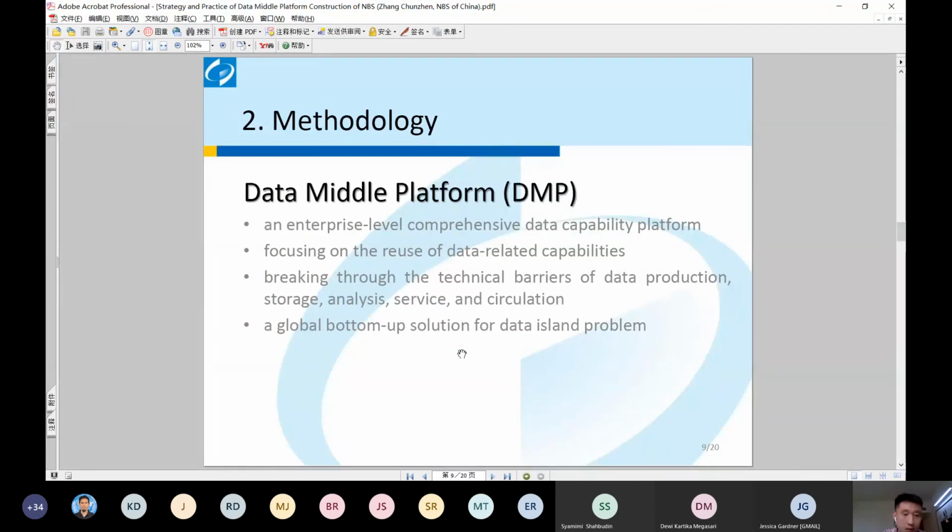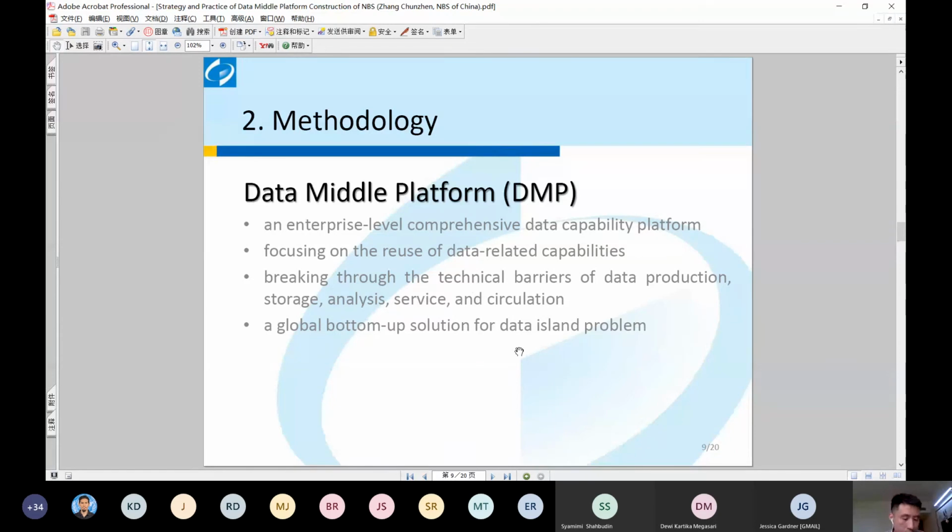Here is the definition about DMP. It is an enterprise-level comprehensive data capacity platform. It focuses on the reuse of data-related capabilities and breaks through the technical barrier of data production, storage, analysis, service, and circulation. And of course, it is a global bottom-up solution for data island problem.